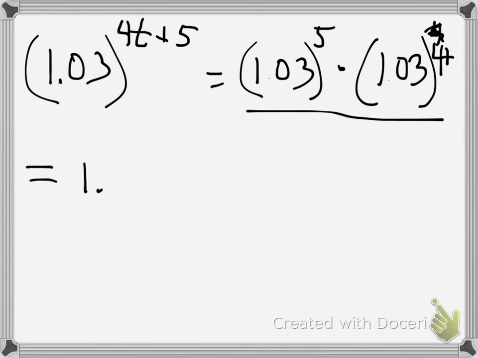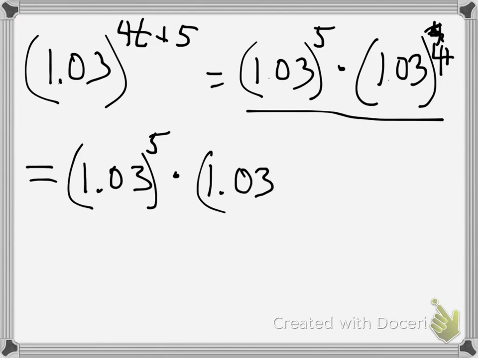So I'm going to leave the 1.03 to the 5th power alone and just leave it as is. But on the other one, the 1.03 to the 4t, I'm going to write that as a power raised to a power because I have multiplication. So I have 1.03 to the 4th, but then all of that raised to the t power. Because again, when I take a power to a power, you multiply. So this is equivalent to the previous step.